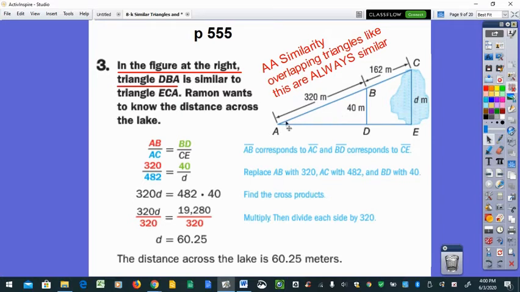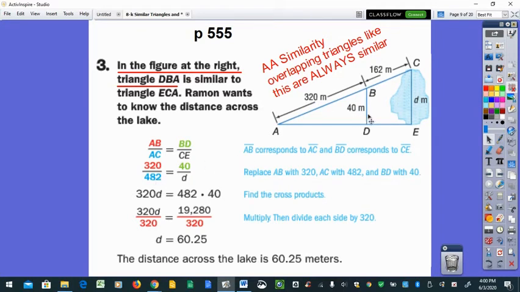So I'm going to set up a proportion. I'm going to take the AB, which is off of the smaller triangle, it's the hypotenuse, and I'm going to put that to the longer side of the other one. So this is the hypotenuse to the hypotenuse. So 320. And the hypotenuse of the bigger one is 320 plus 162. It's this whole length, which is 482.